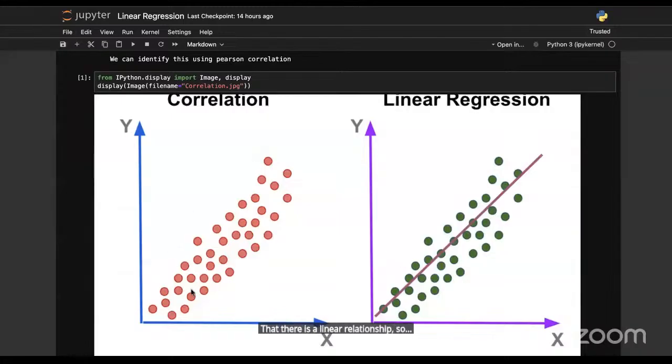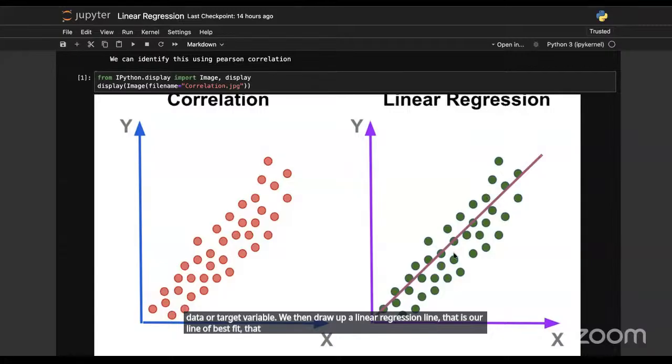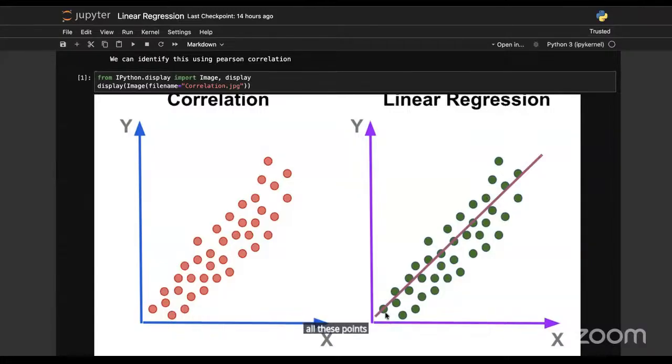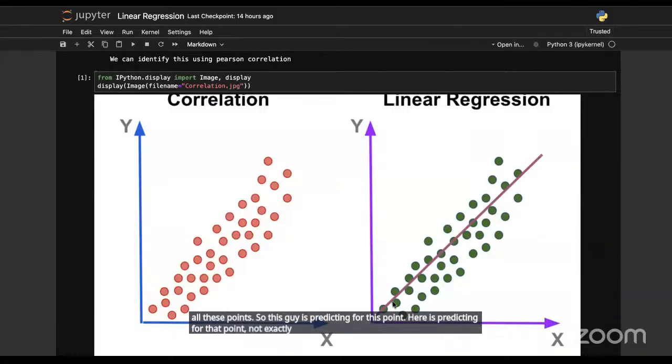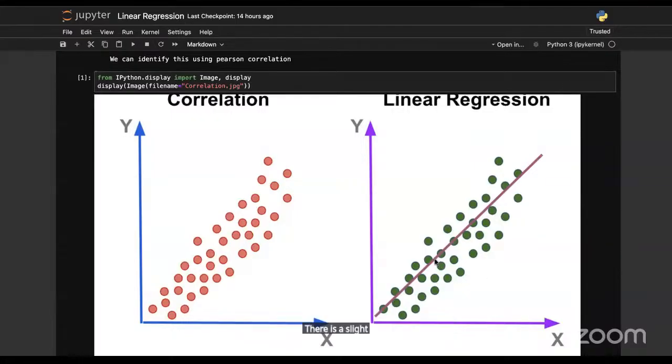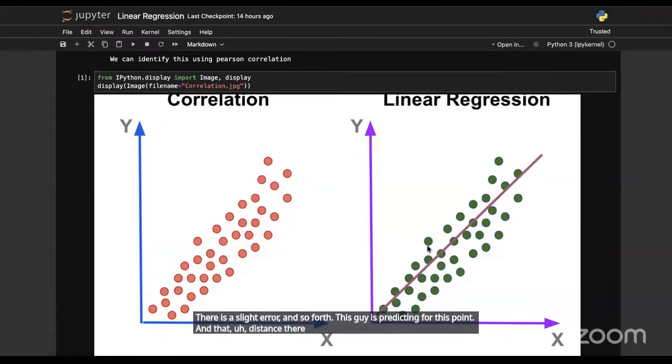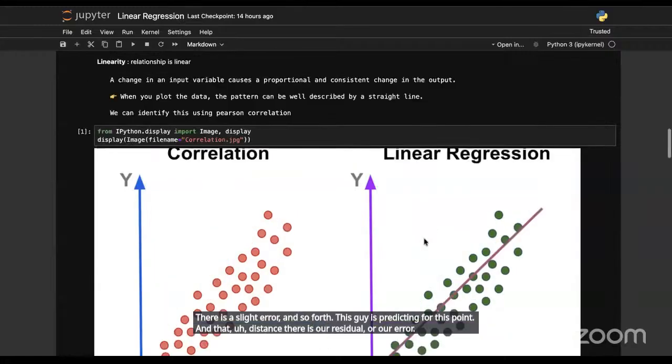So this is what we would ideally like to see if we draw up a scatter plot from our input data and our output data or target variable. We then draw up a linear regression line, that is our line of best fit, that basically is predicting all these points. So this point is predicting for this point. Here is predicting for that point, not exactly on the point. There is a slight error, and so forth. This one is predicting for this point, and that distance there is our residual or our error. All right, cool.